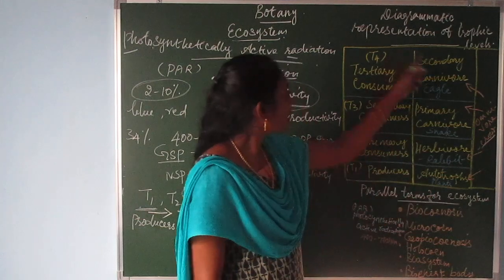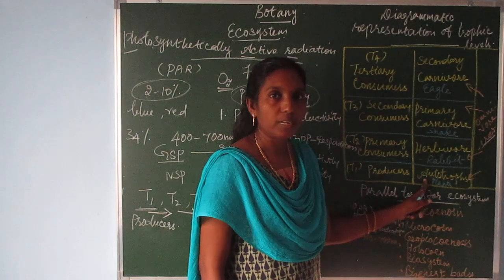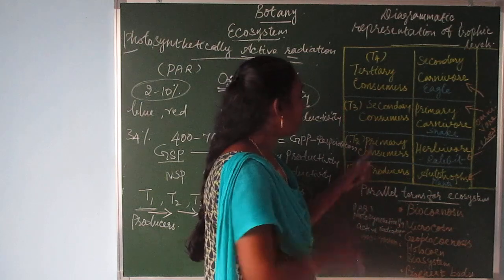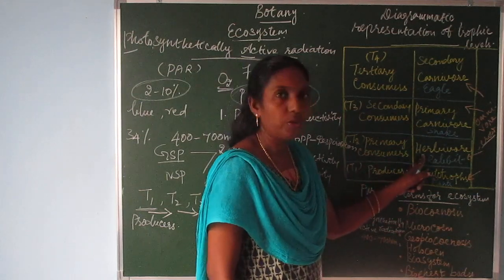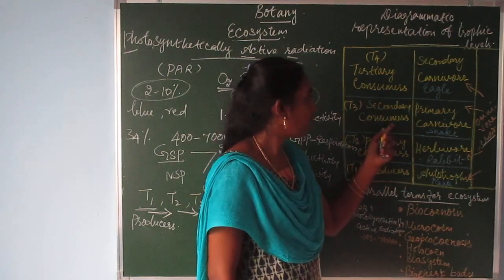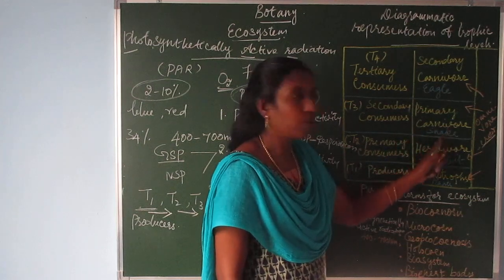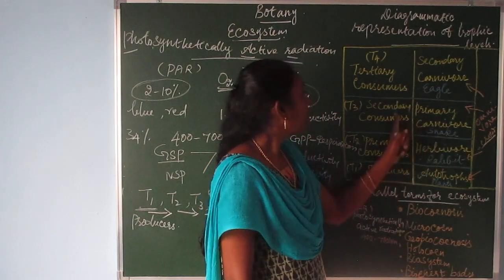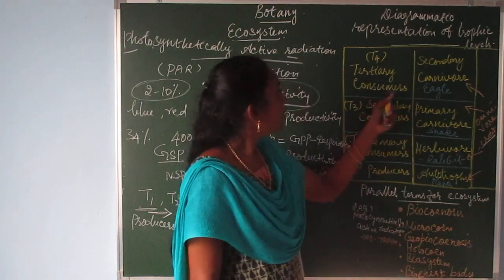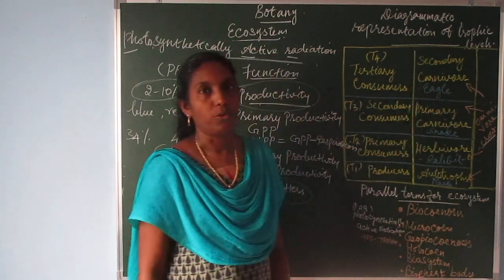So once again, look at this example. The producers are considered autotrophs. The example is green plants. The producers are eaten by the primary consumer or herbivore, example rabbit. The primary consumers are eaten by secondary consumers, the third trophic level, that is the primary carnivore, example snake. And the secondary consumers are eaten by tertiary consumers. The example is eagle, otherwise called secondary carnivore.